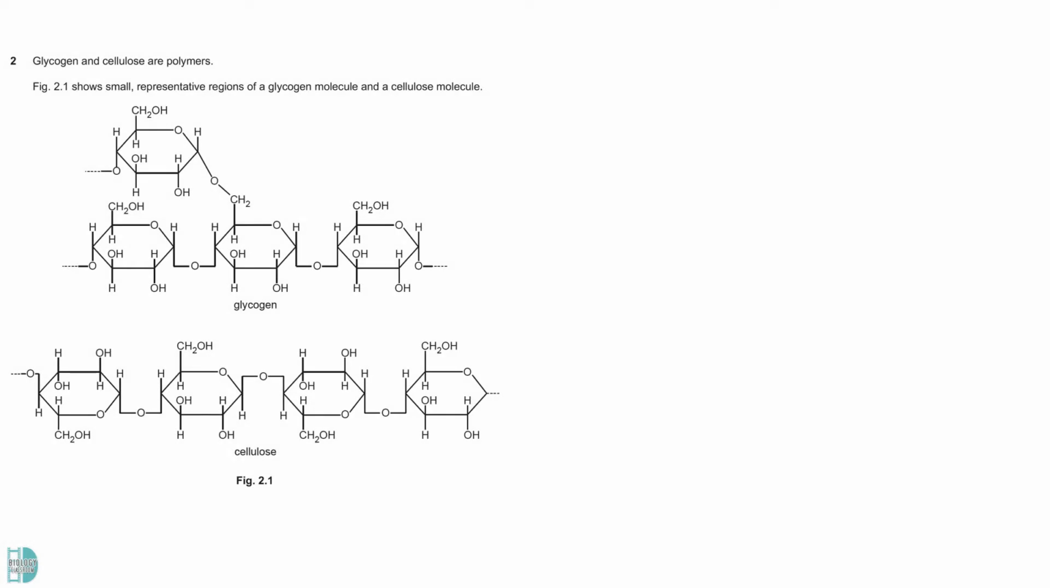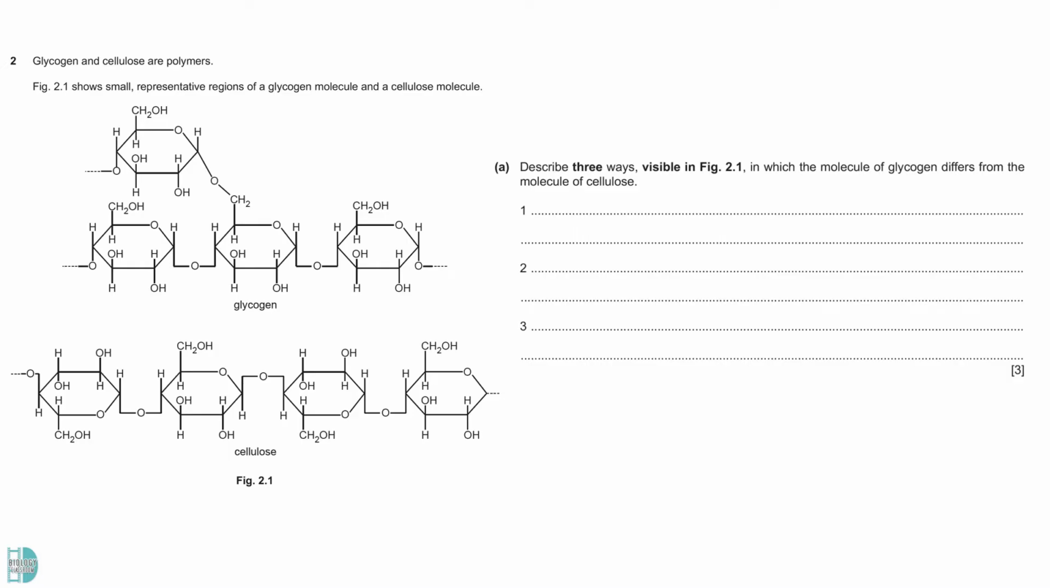In question 2, we have the diagrams of glycogen and cellulose. A wants you to describe 3 ways they are different from each other. Notice that you can only describe the visible differences from the figure. So, do not use your knowledge about them to make statements which cannot be proven by the pictures.